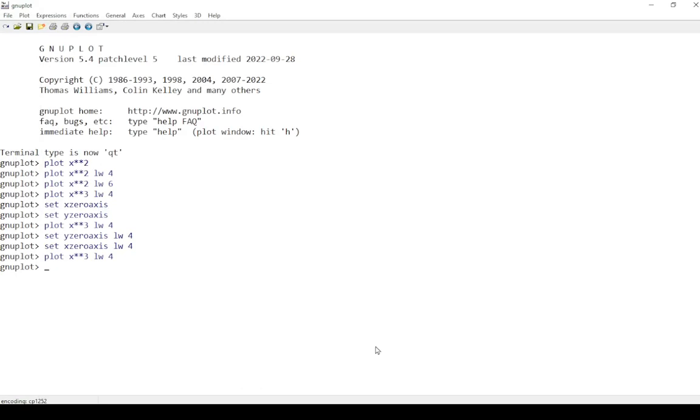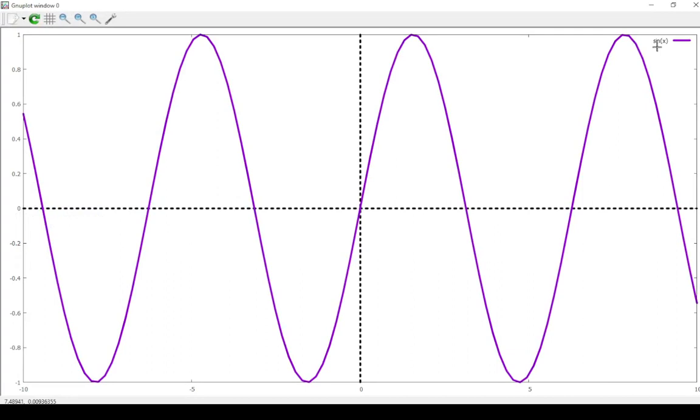So how do I plot sine functions? Plot sin x LW4. Sometimes the first letter is getting skipped. I don't know why. This is sine x. At x equals 0, it's 0. All your ranges are automatically decided, in most cases minus 10 to plus 10. And this is in radians, not in degrees. This axis is radian by default.